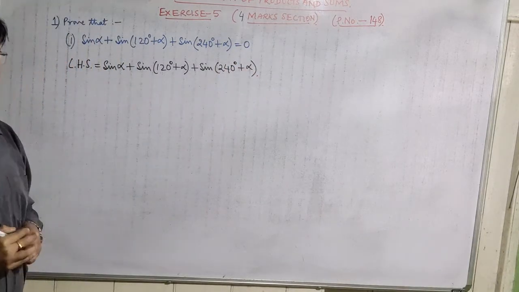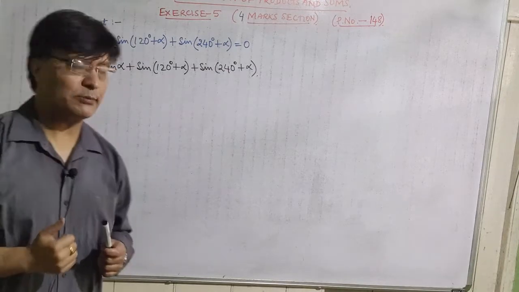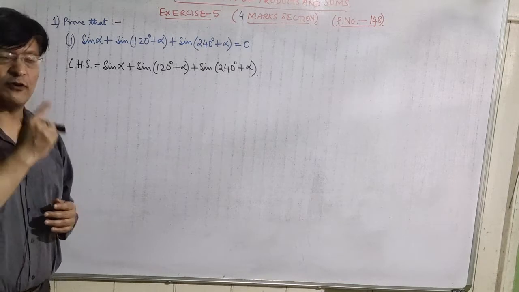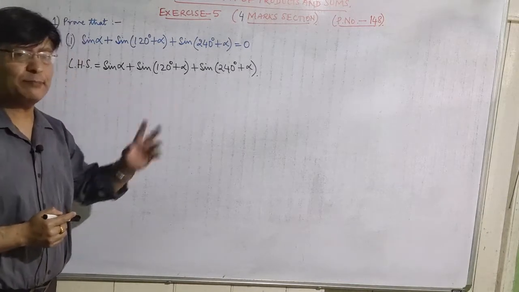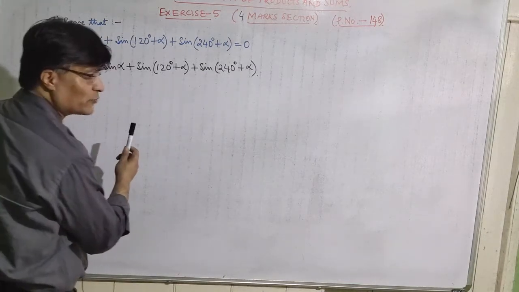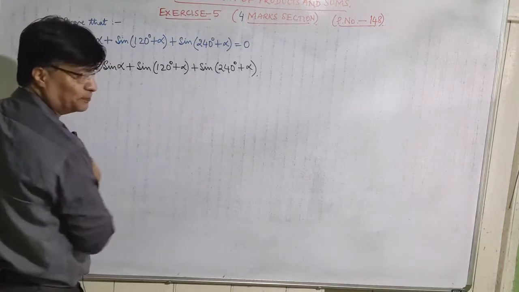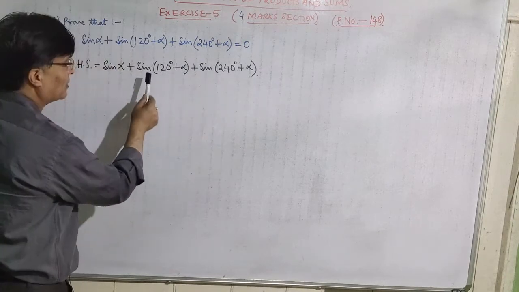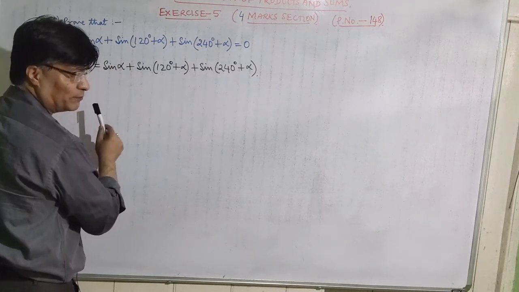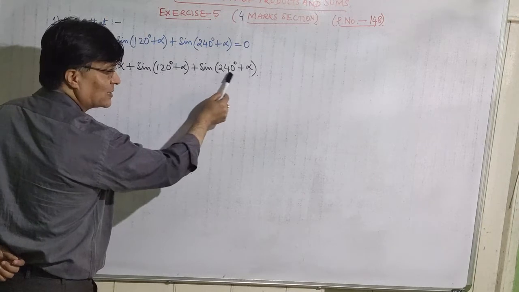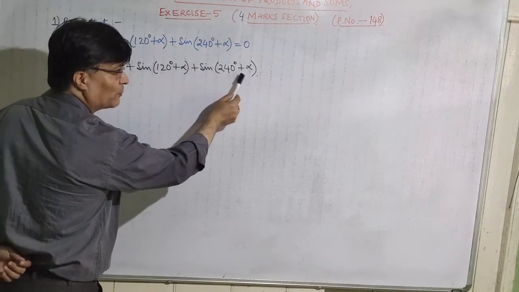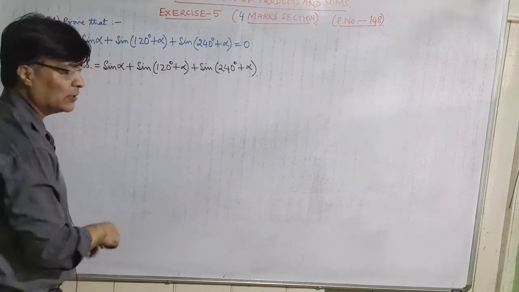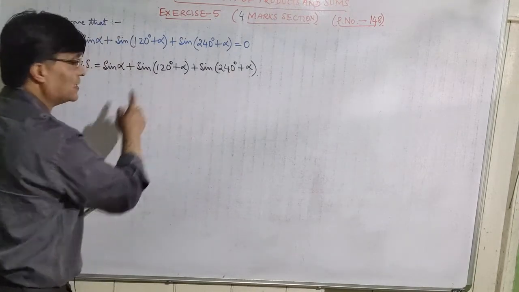Now since we are doing this new chapter, transformation of products and sums, we can use the formula from this chapter, that is sine C plus sine D. Let us use the formula for the second and third terms. The third term angle is 240 plus alpha and the second term angle is 120 plus alpha. The greater angle you can take as C and this as D. So 240 plus alpha is C and 120 plus alpha is D. So this is your sine C plus sine D.